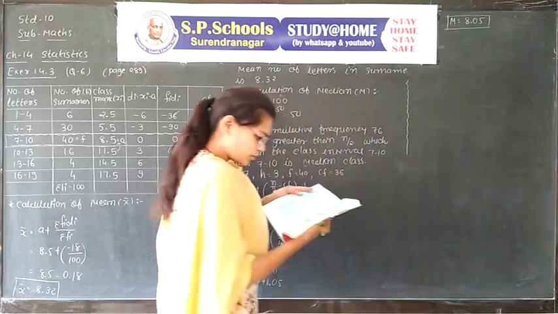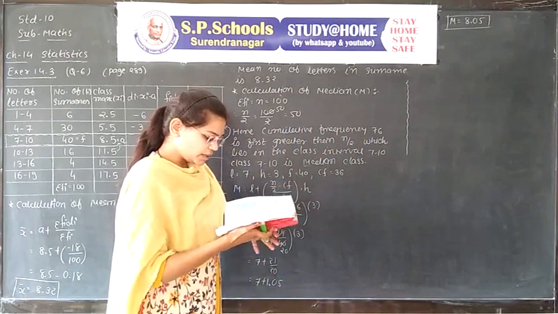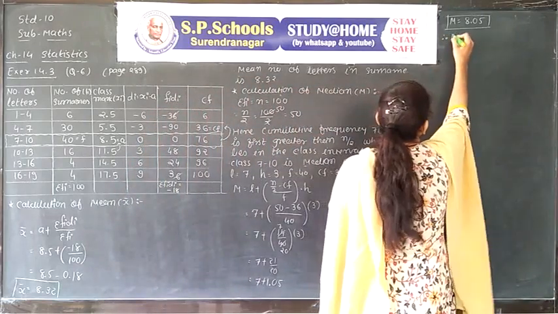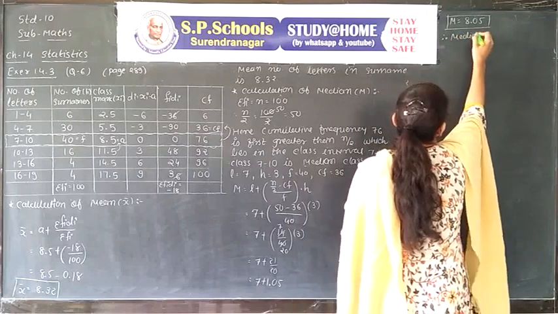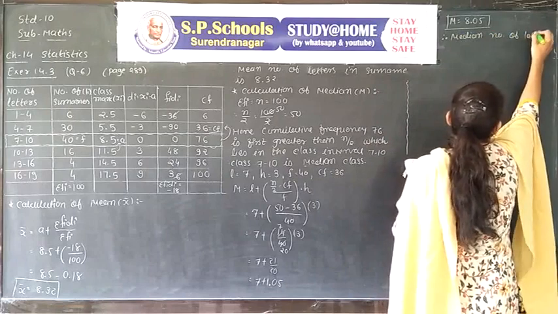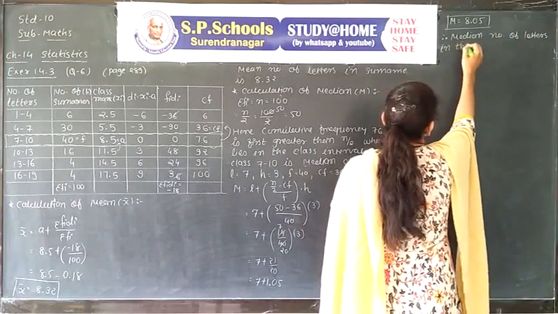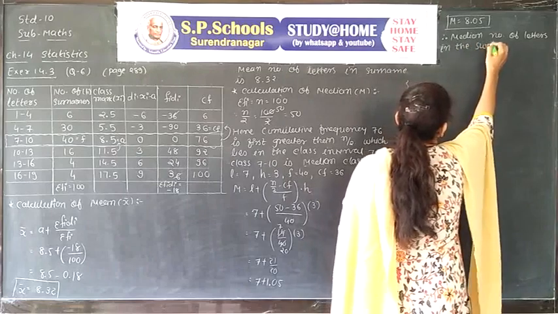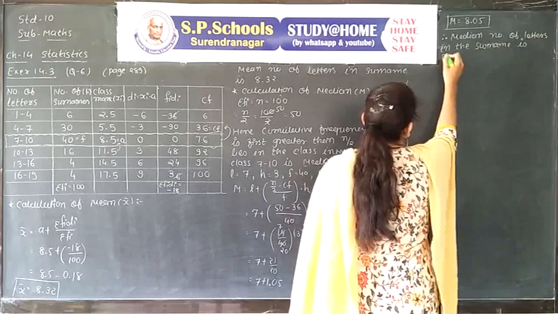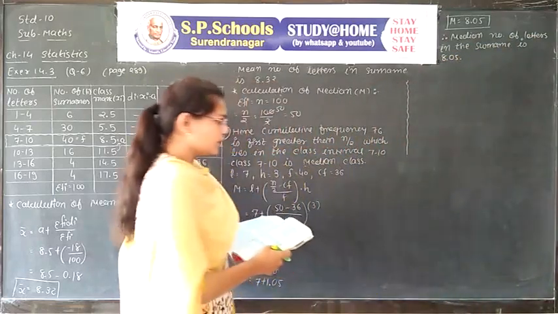The question says to find the median number of letters in the surname. Therefore, the median number of letters in the surname is 8.05. Hence, the median is completed here.